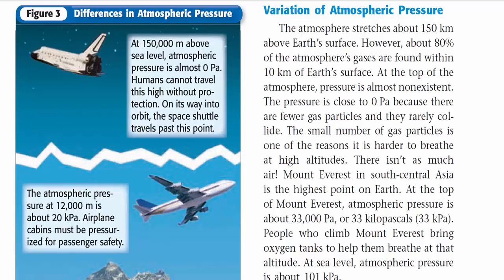Mount Everest in South Central Asia is the highest point on Earth. At the top of Mount Everest, atmospheric pressure is about 33,000 pascals, or 33 kilopascals. People who climb Mount Everest bring oxygen tanks to help them breathe at that altitude. At sea level, atmospheric pressure is about 101 kilopascals.